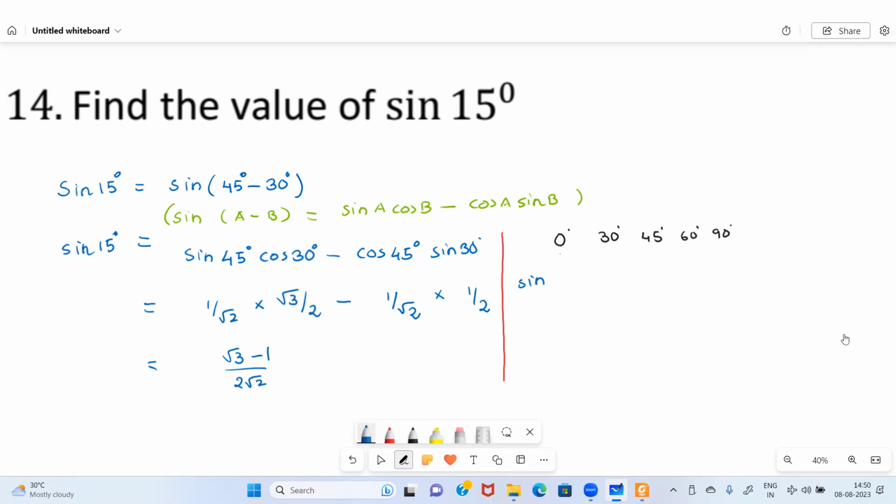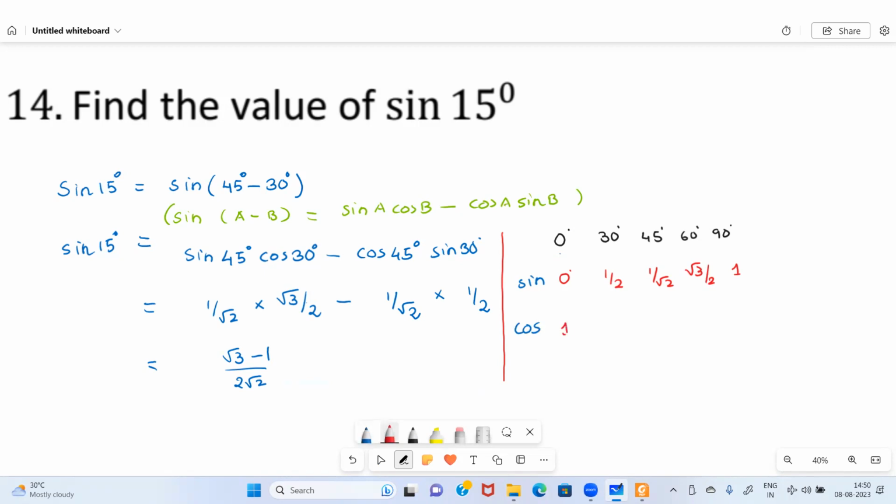Sine 0, 0. Sine 30, 1 by 2. Sine 45, 1 by root 2. Sine 60, root 3 by 2. Sine 90, 1. Let's write it for cos, students.